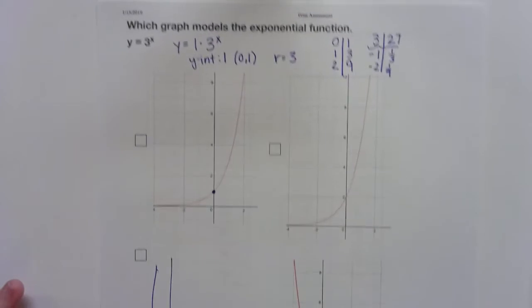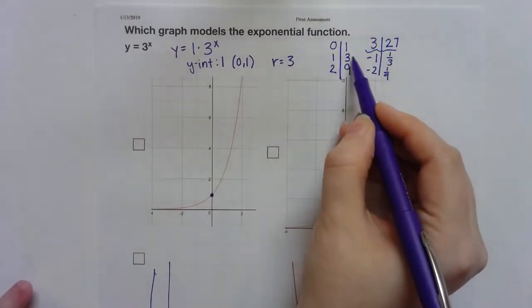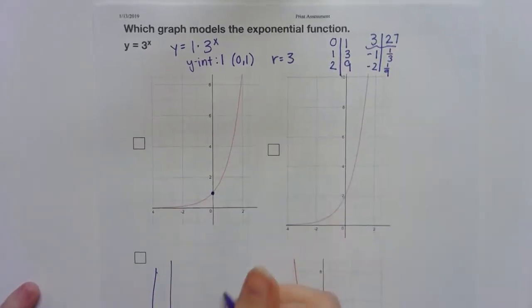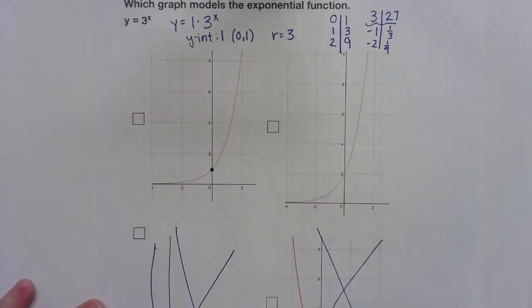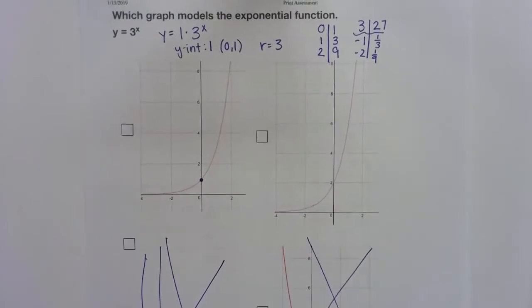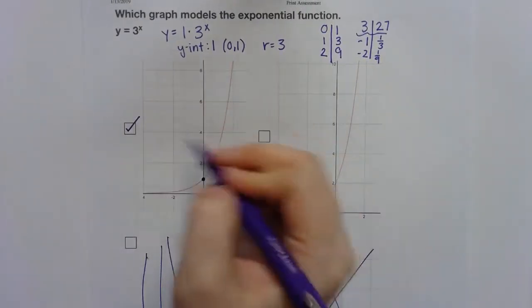And we know that if it's multiplying by 3, these are increasing. So 1 times 3 is 3, times 3 is 9, times 3 is 27. It should definitely be an increasing graph. So we could X both of these out because both of these graphs were decreasing. Then if we look at these, the only one that's crossing at 1 would be A, or this graph.